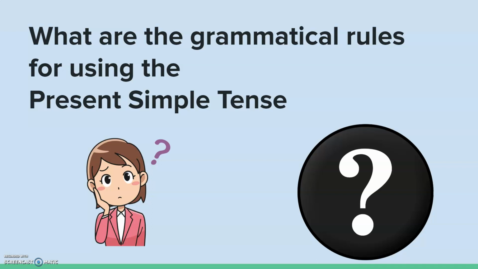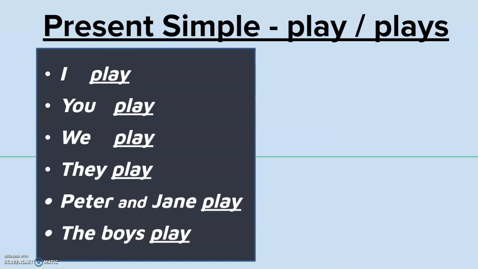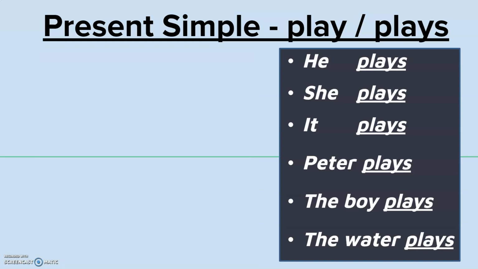So what are the grammatical rules for using the present simple tense? Well, let's start with the verb play. So when we use the pronouns I, you, we, they, we simply say play. And when we have a plural subject, like Peter and Jane, two people, or the boys, many boys, we also use the verb play. However, he, she, it plays. We add an S to the verb. Peter, who is one boy, the boy, singular subject again, we also add an S. So when it's a singular subject, we add an S to the verb with the present simple tense.